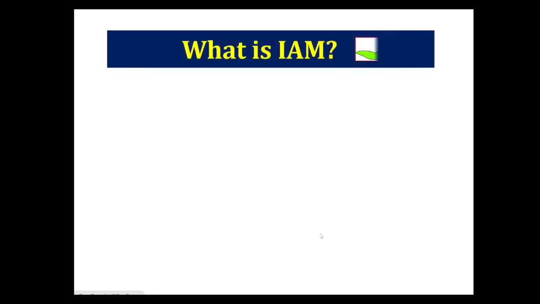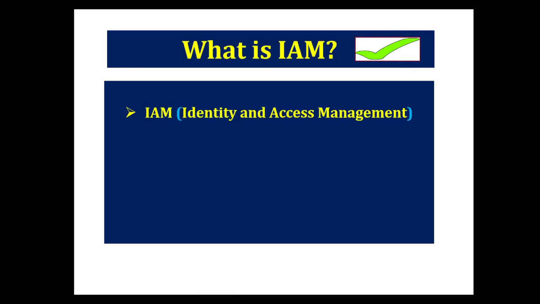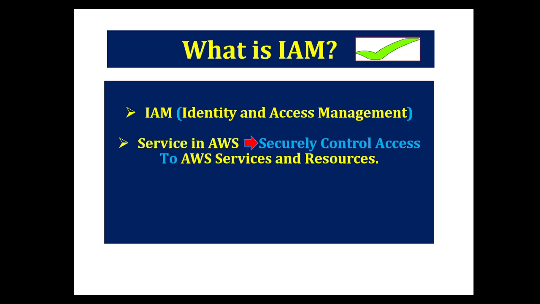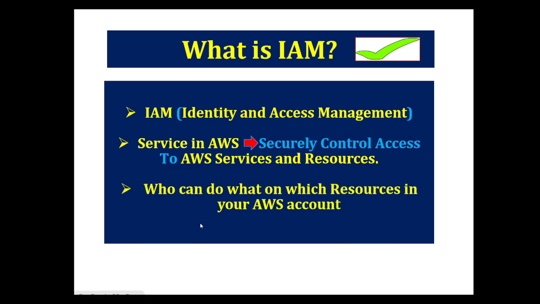Now let us come to our main point, which is what is IAM in AWS. IAM is basically the Identity and Access Management service in AWS. It is a service which helps us to securely control access to AWS services and resources. It will also help us to determine who can do what on which resources in our AWS account. These are some important points we need to understand in order to understand IAM in AWS thoroughly.